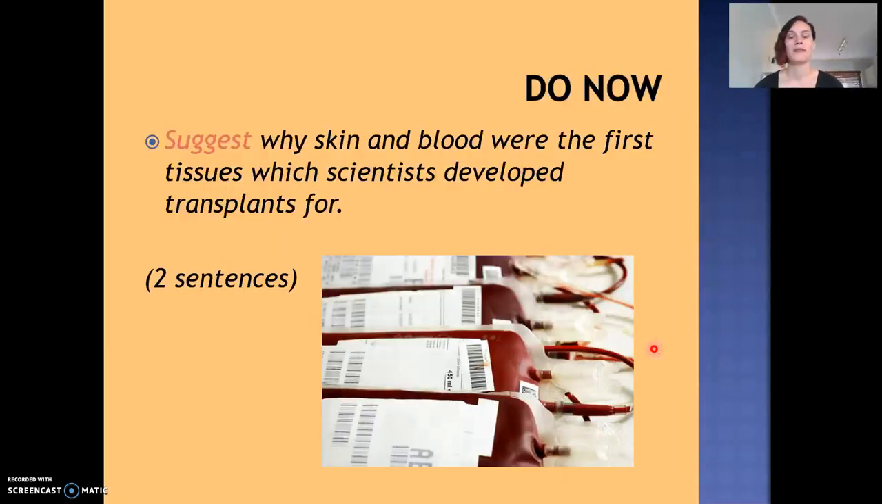Right, what I want you to do is suggest why skin and blood were the first tissues of which scientists develop transplants.